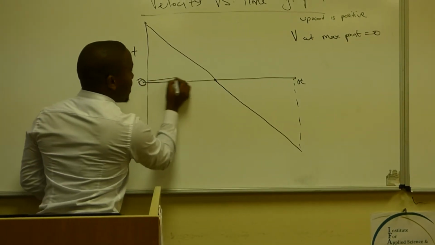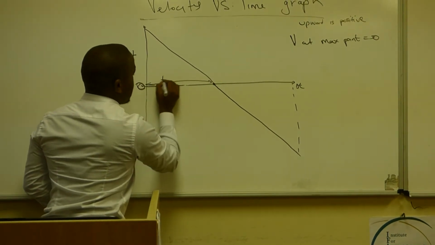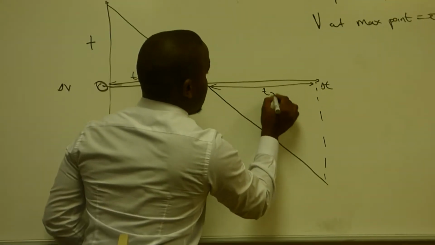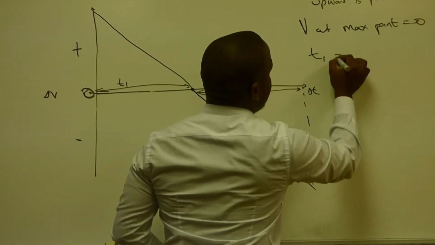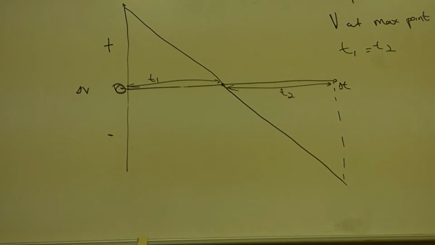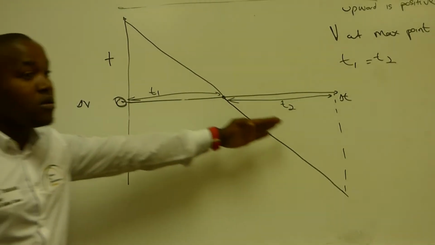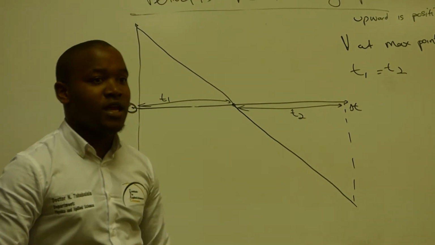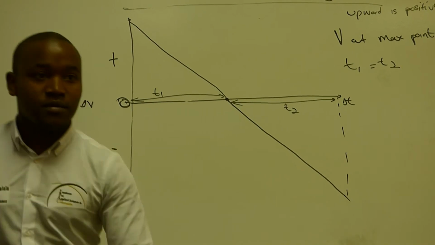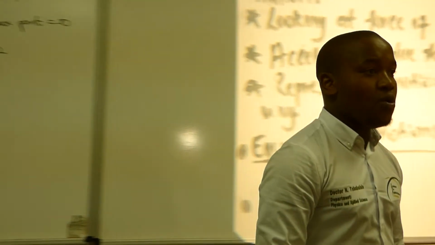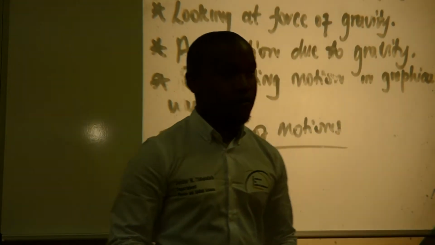Again, if I have T1 here and I have T2 here, we can see that T1 will be T2. In calculus, we'll calculate using the area under the curve, and you can see the area is almost the same. Any other questions? Can I go to the acceleration versus time curve?